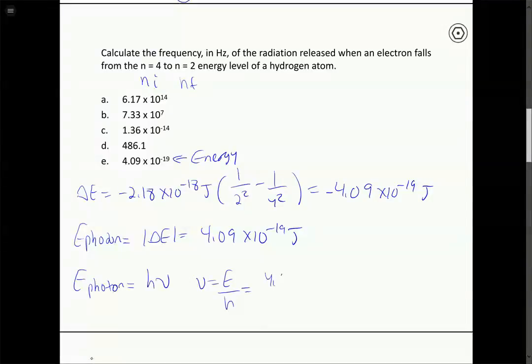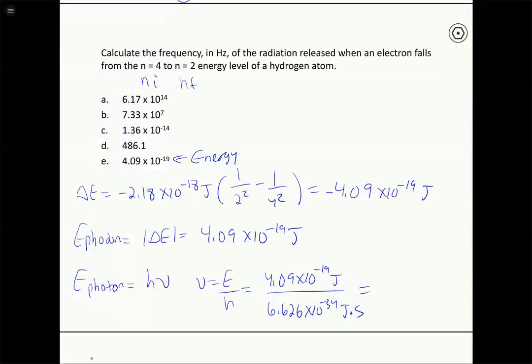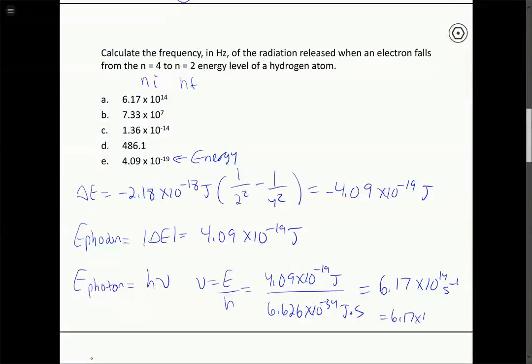This is going to be 4.09 times 10 to the minus 19 joules divided by 6.626 times 10 to the minus 34 joule seconds. That's Planck's constant h. And so when we divide these out, we get 6.17 times 10 to the 14th seconds to the minus 1, which is equivalent to 6.17 times 10 to the 14th hertz. So hertz and inverse seconds are the exact same unit. So this asks for hertz, so you don't have to do any conversion here. So choice A is going to be correct.